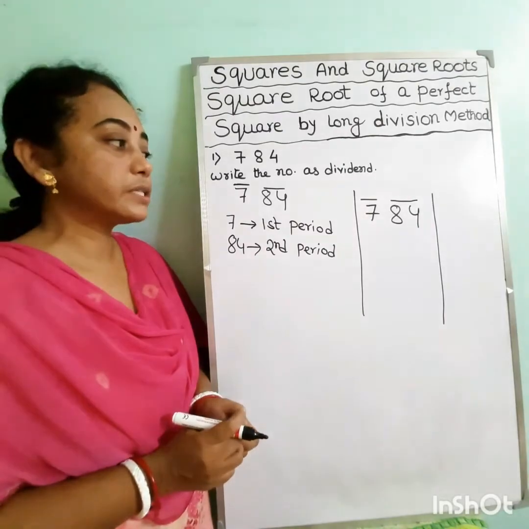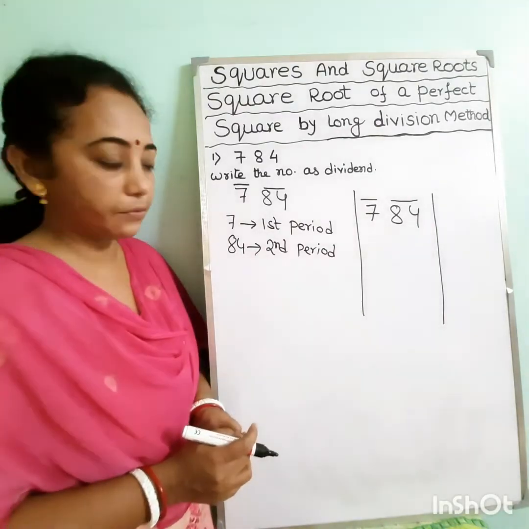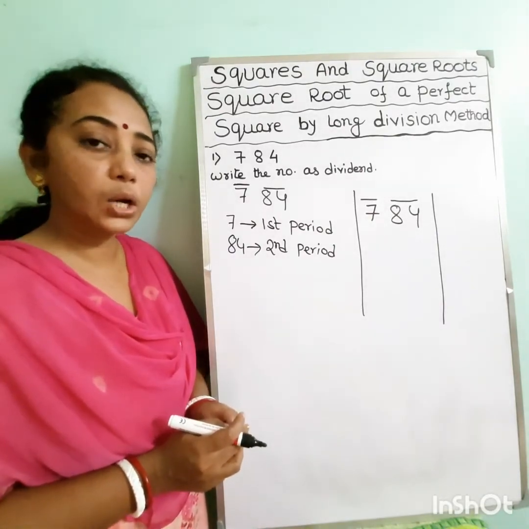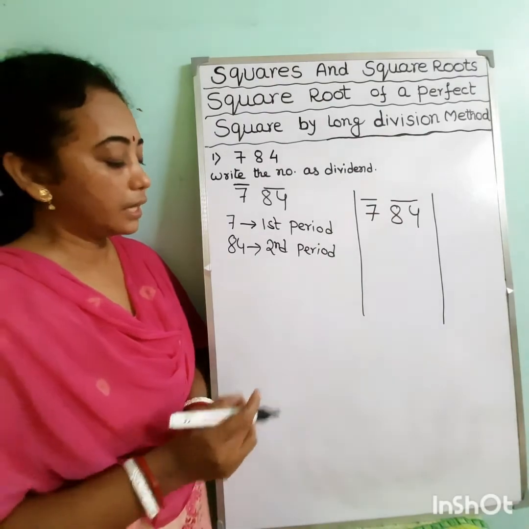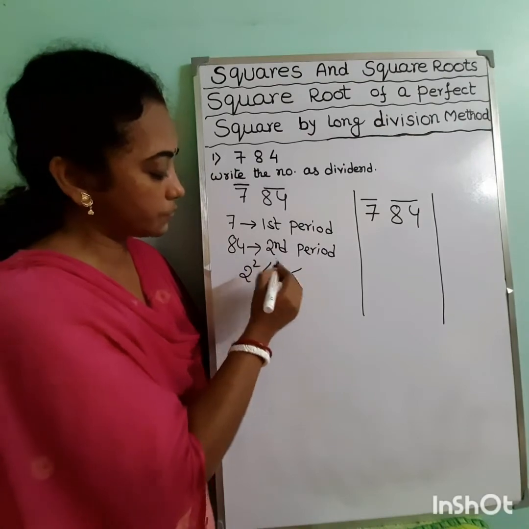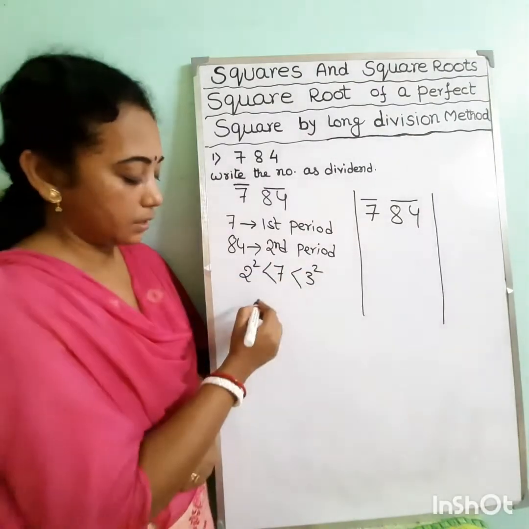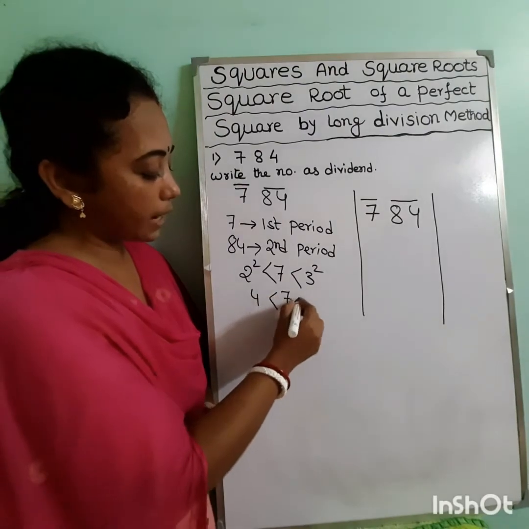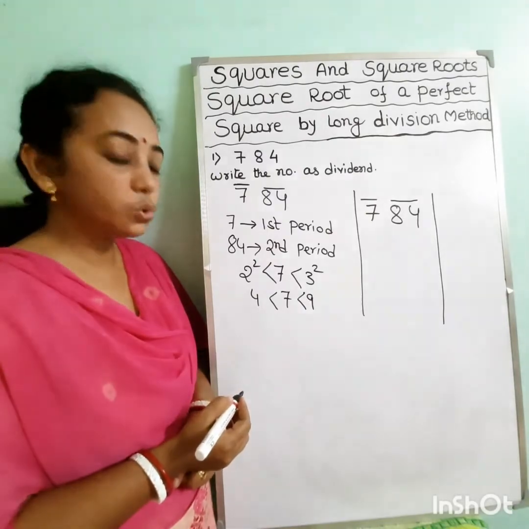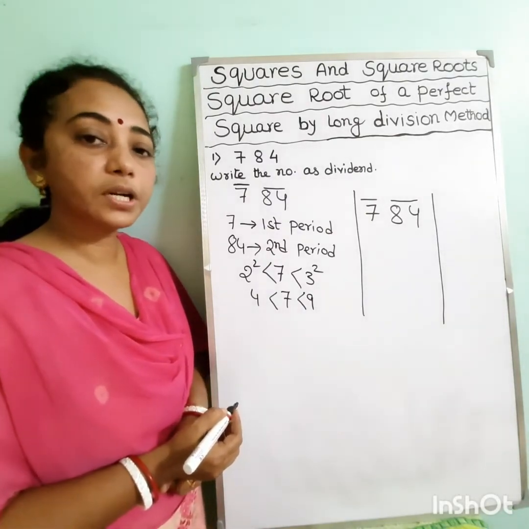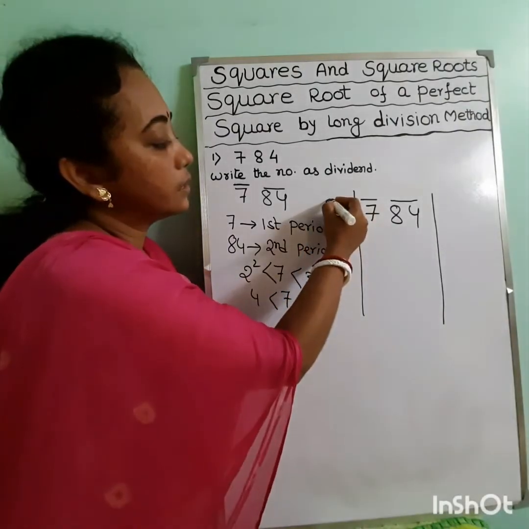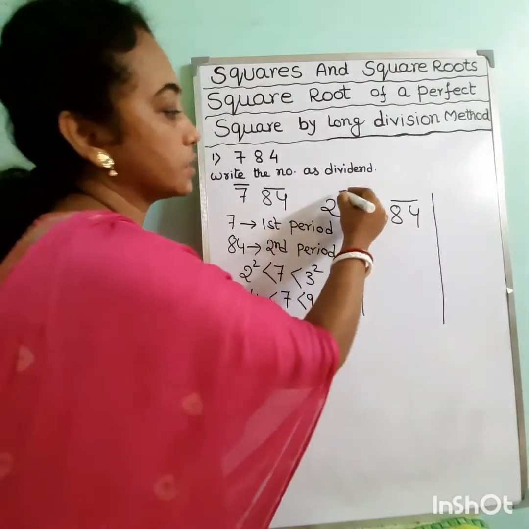Now we will select the first period, that is 7, and we think of the largest number whose square is less than or equal to the first period. That means 7 is lying between which two square numbers? 2 square is 4, and 3 square is 9. So it is lying between 2 square and 3 square, or between 4 and 9. So we take the number 2 as the divisor and the quotient both, because 2 square is less than 7.